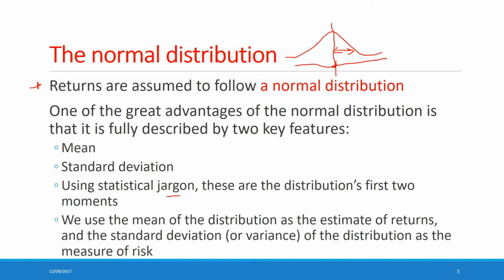If we don't have a normal distribution, if our distribution looks something like this, then we need more than just these two measures to describe a distribution, right? So our measure of risk and returns therefore has to change a little bit. The normal distribution is the simplest form of statistical distribution that we have, and therefore we normally build statistical models based on the normal distribution.